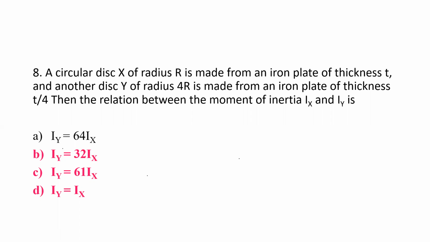Next question. A circular disc X of radius r is made from an iron plate of thickness t, and another disc Y of radius 4r is made from an iron plate of thickness t by 4. Then the relation between the moment of inertia for disc X and for disc Y. So as it is a circular disc, here they have given the thickness values as t and t by 4, and radius as r and 4r.